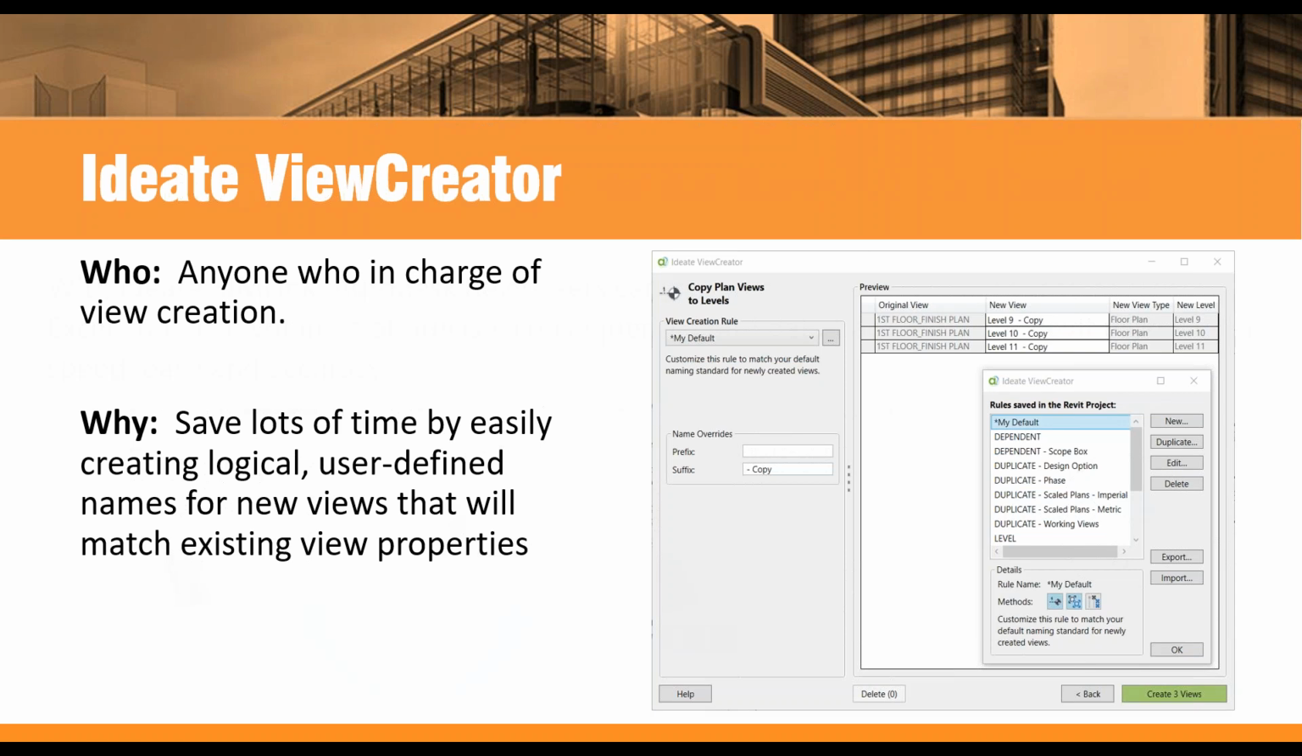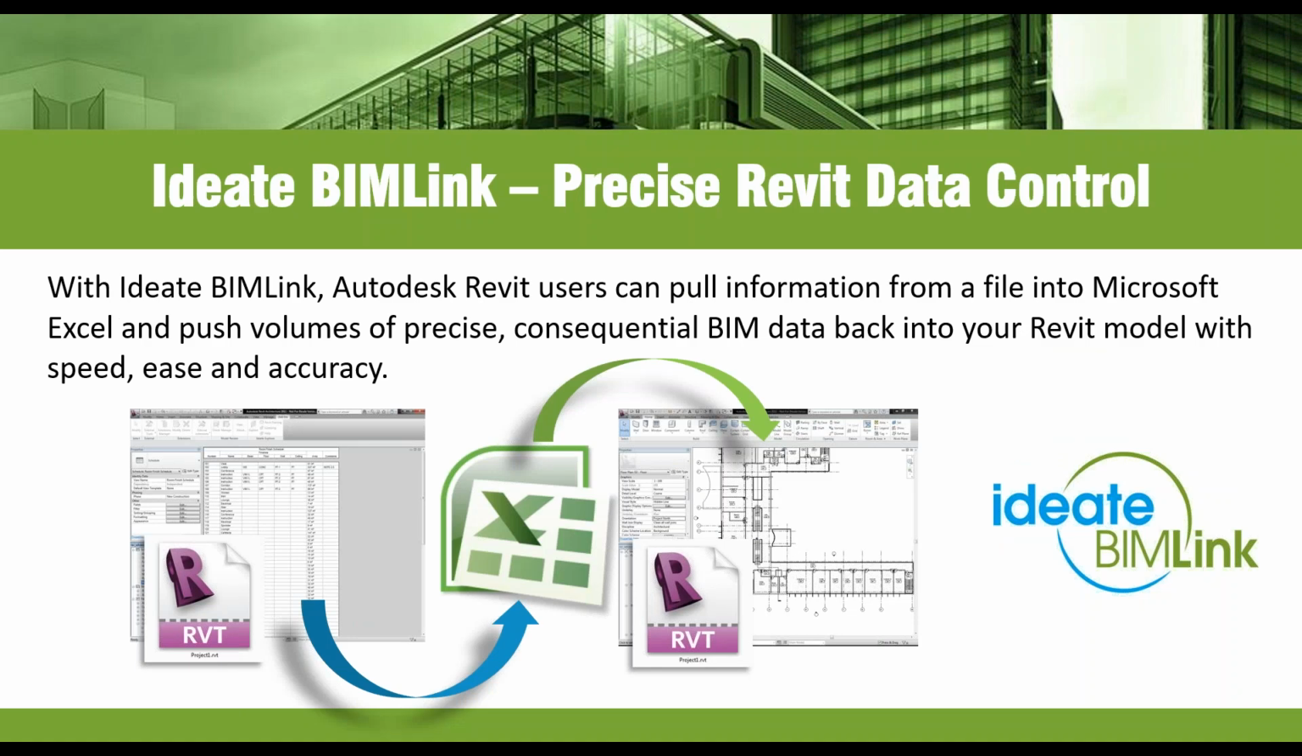Okay, the next product that I'm going to talk about, and then we'll get into demo mode here in just a few minutes, is Ideate BIMLink. So with BIMLink, Revit users can pull information from a Microsoft Excel file. So basically, you take the data from your Revit models out to Excel. You can edit that data in Excel and bring it back in to update your model. Or you could take that data and do whatever else you want with it.